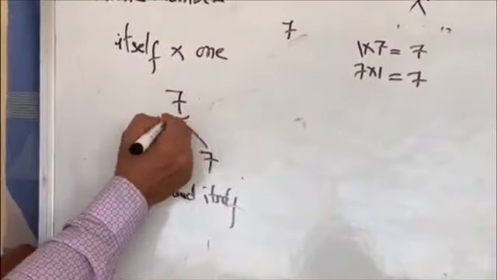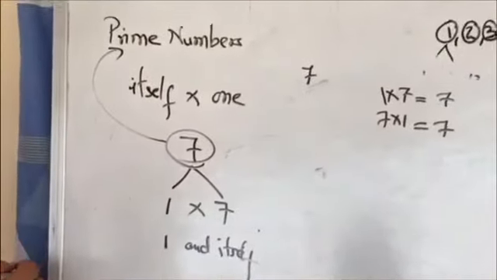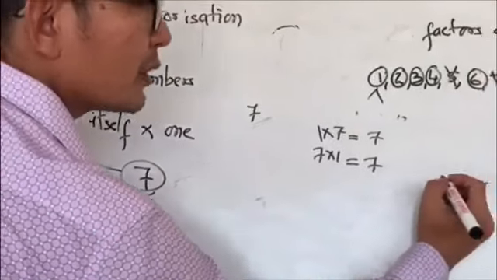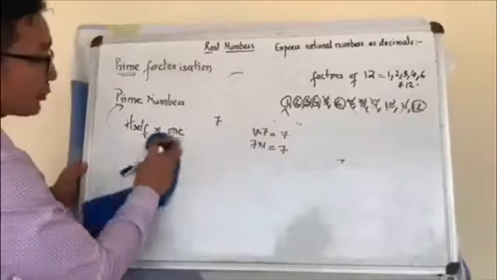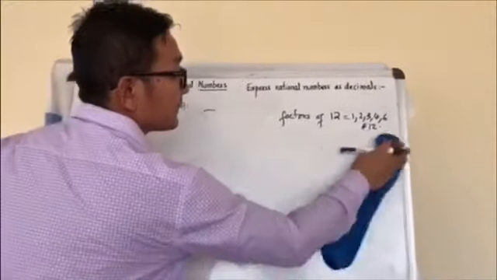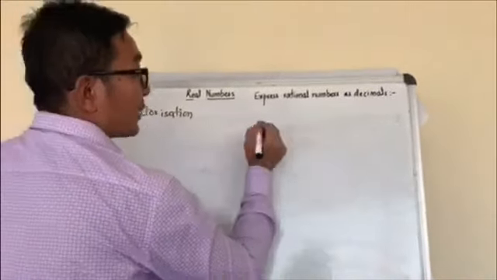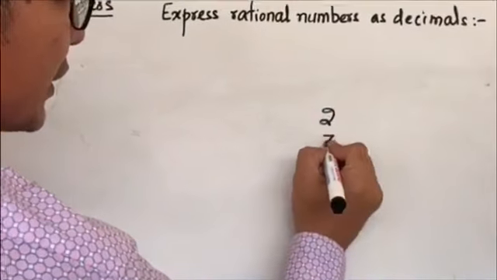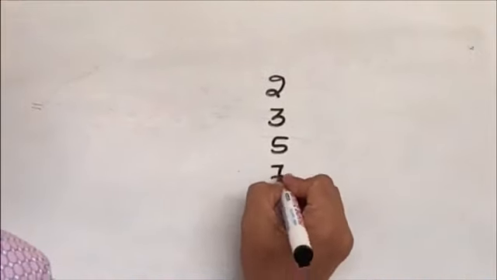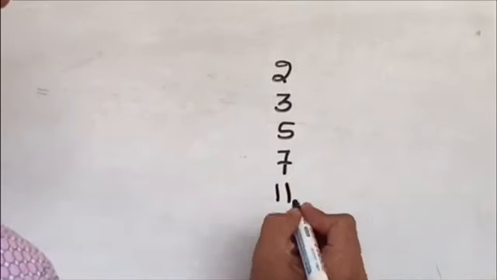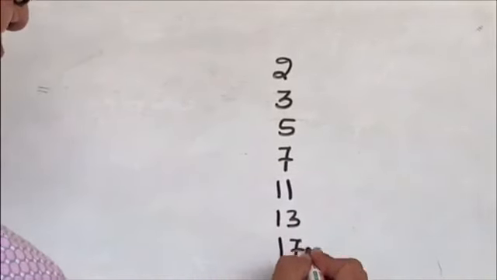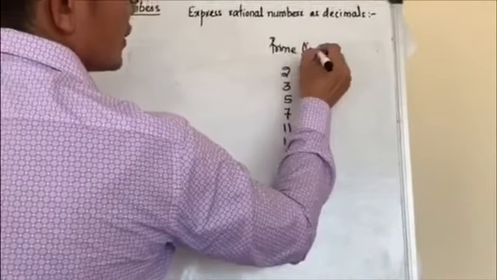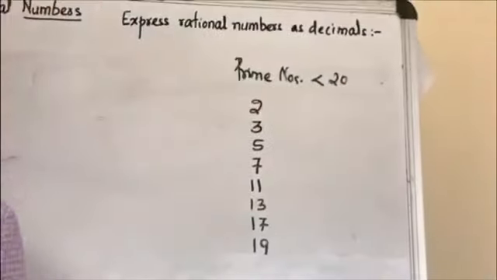So prime numbers, let's say the prime numbers less than 20. The prime numbers are 2, 3, 5, 7, 11, 13, 17 and 19. These are the prime numbers which are less than 20.